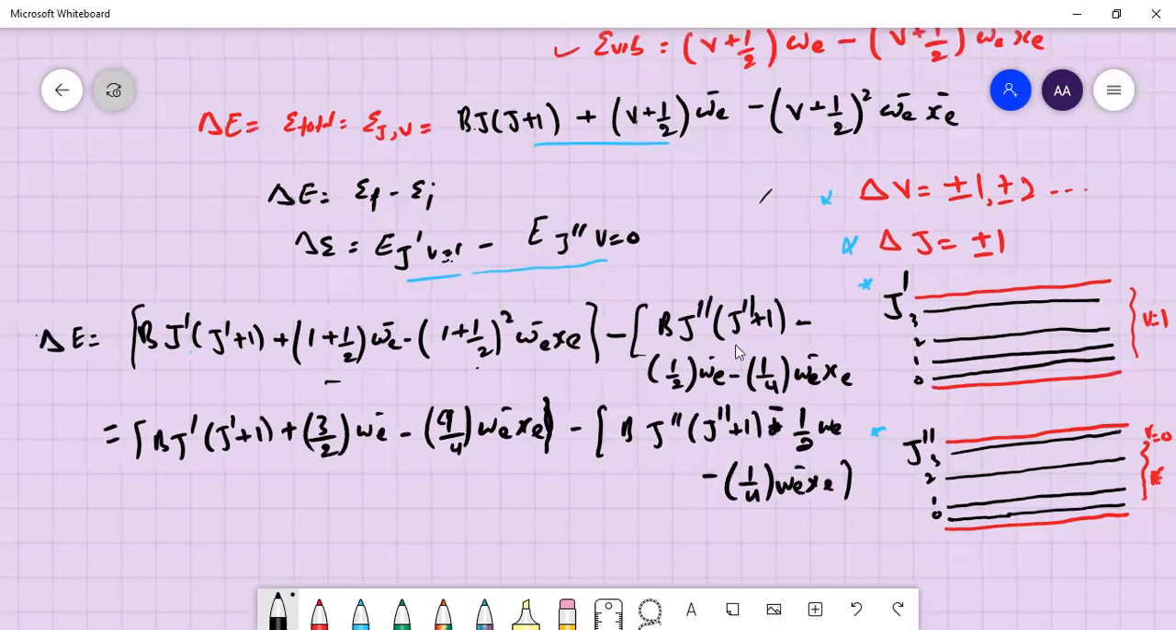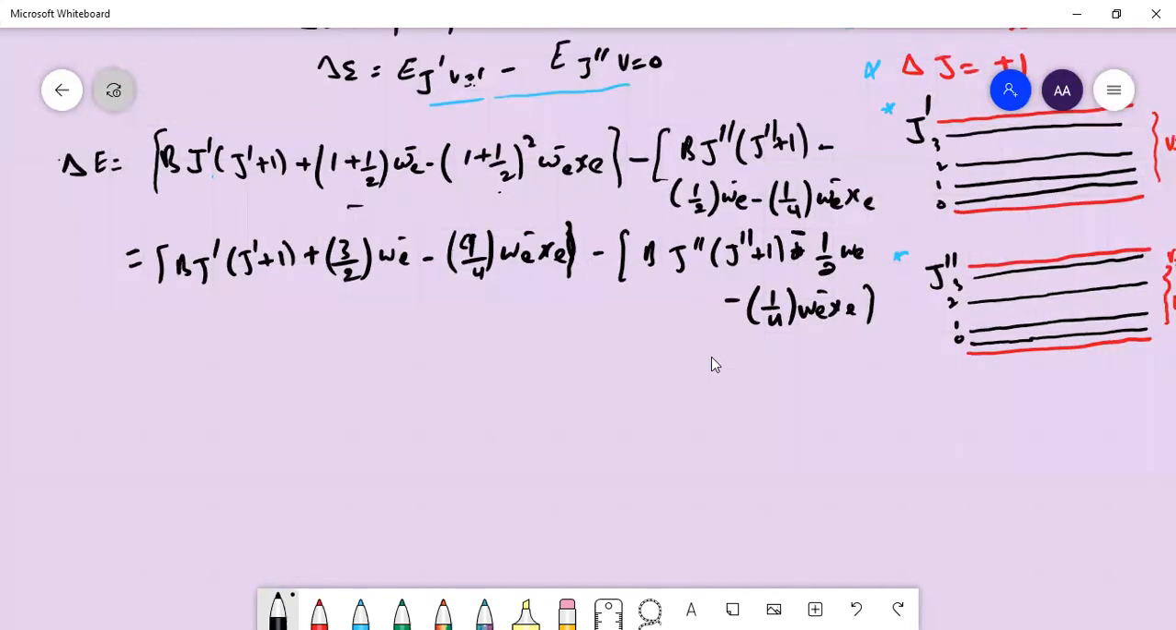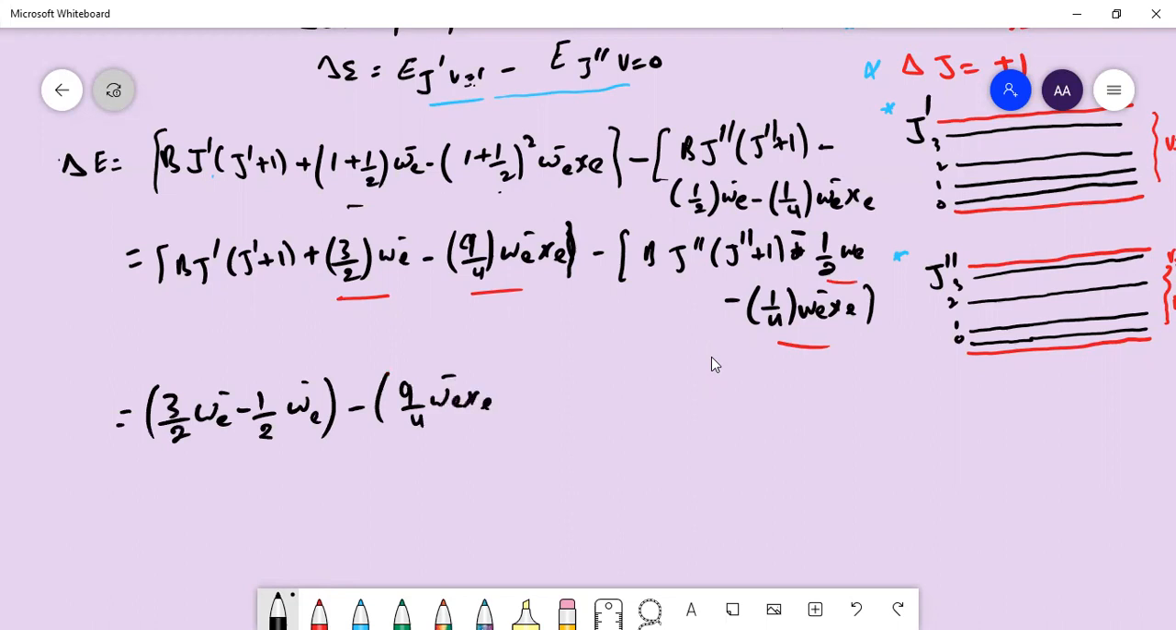Further solving this equation, let me combine the similar terms: 3 by 2 omega e and 1 by 2 omega e, and 9 by 4 omega e xe and 1 by 4 omega e xe. By doing this, I get 3 by 2 omega e bar minus 1 by 2 omega e bar, minus 9 by 4 omega e bar xe plus 1 by 4 omega e bar xe.